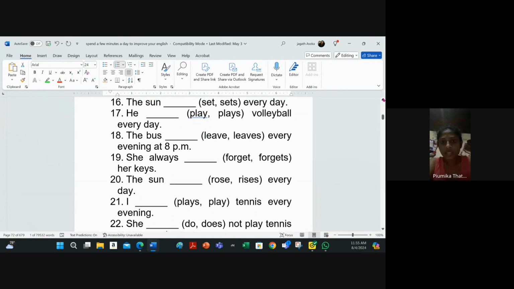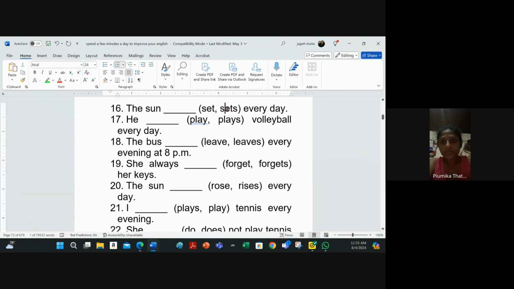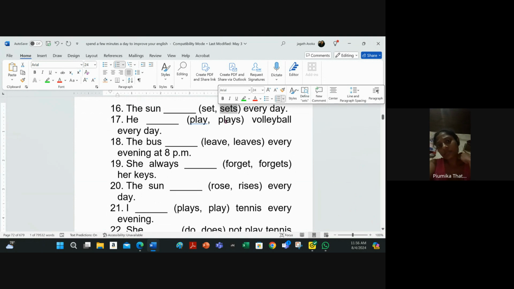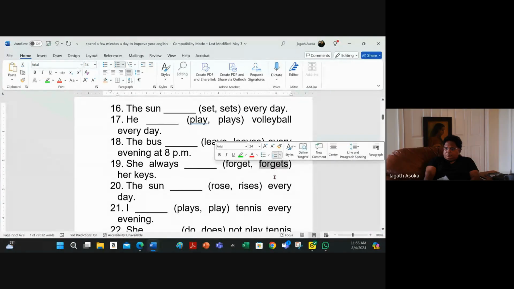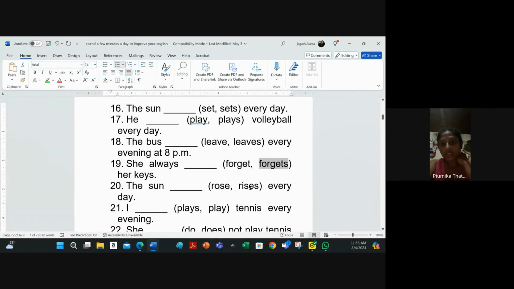The sun sets every day. He plays volleyball every day. The bus leaves every evening at 8 p.m. She always forgets her keys. The sun rises every day.